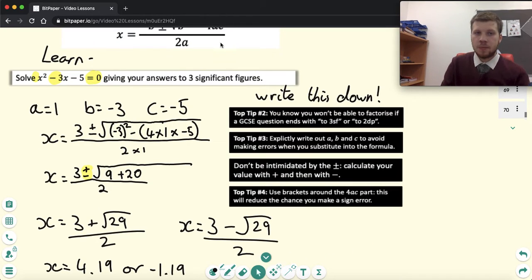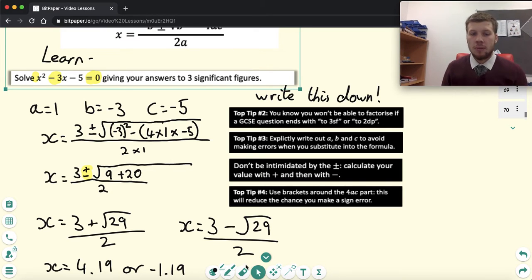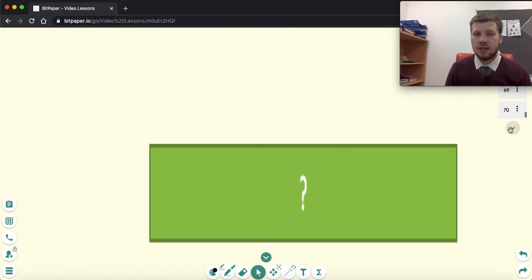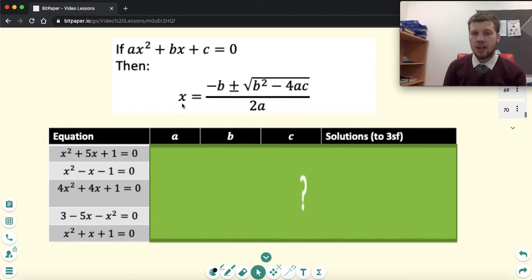So what I'm going to do is quickly show you some questions that I'd like you to have a go at. Here are some questions: x squared plus 5x plus 1, x squared minus x minus 1. I'd like you to make this table. I'd like you to write down explicitly the values of a, b, and c, and then work out the solutions to three significant figures, please. Pause it now, probably 2-3 minutes a question after you've got the table down, so maybe 10-15 minutes to have a go at these questions.